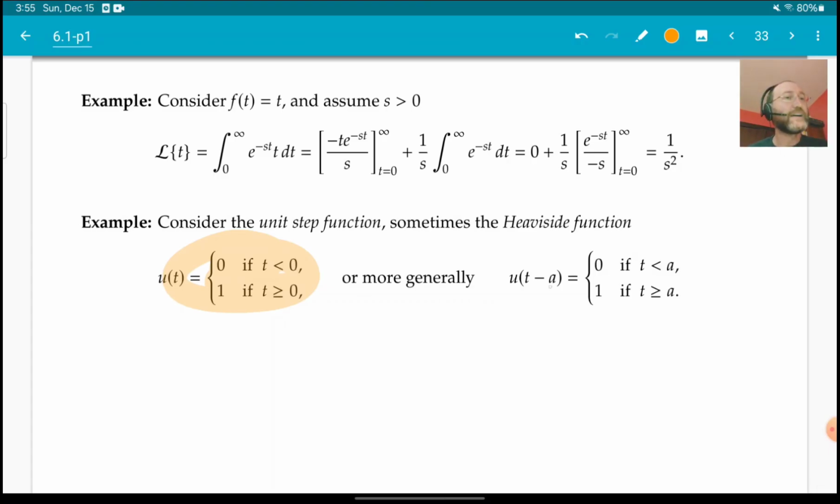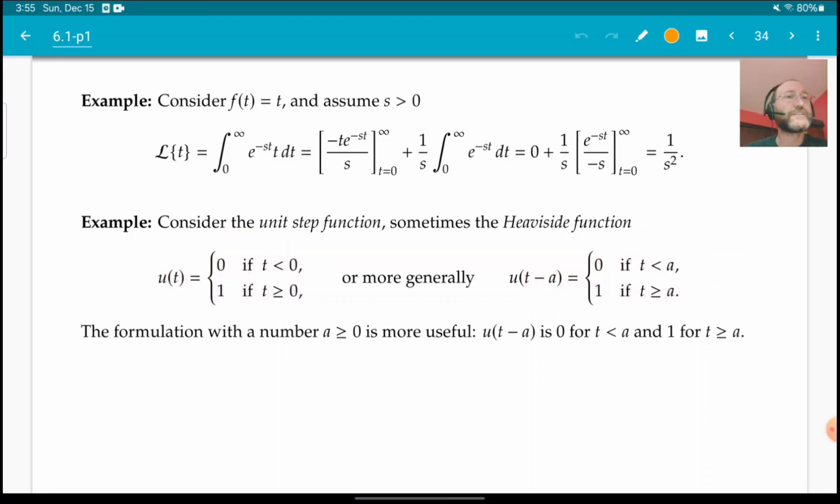So we can shift it by some a. And if you shift it by some a, basically these zeros become a's. So it's u of t minus a. So it's this function that is zero all the way up to a, whatever a is, and then it jumps to one and is one from then onwards. It's usually a lot more useful formulation. You usually want to move this thing around in a bunch of different ways. We'll see how that comes up a bit later.